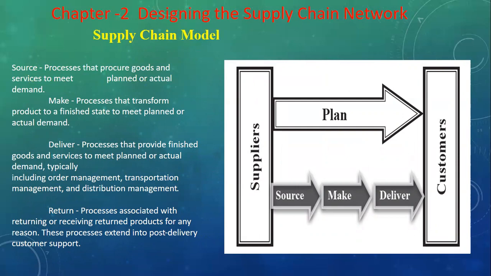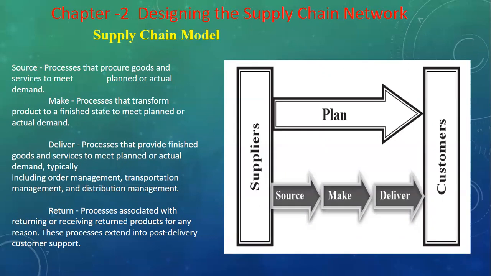Source is the process of procuring goods and services to meet planned and actual demand. As per the plan, at the initial level, you need to start the manufacturing process under supply chain management. It depends totally on the demand: which product needs to be sourced from the supplier.